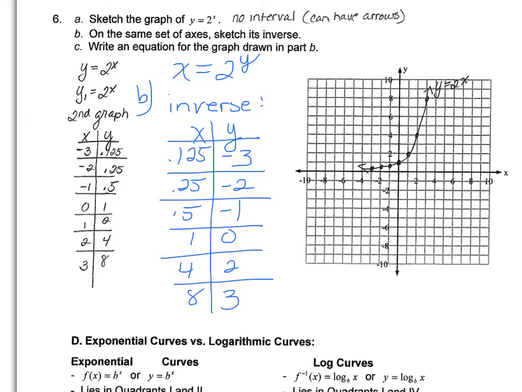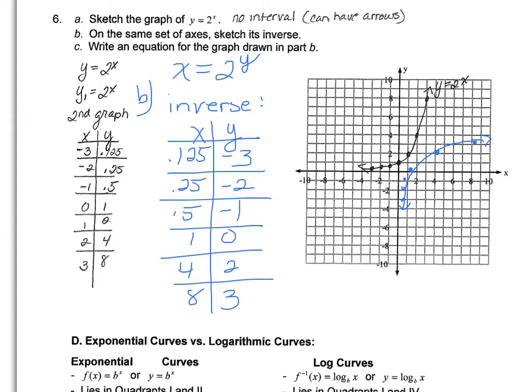0.125, -3, 0.25, -2, and I'm just eyeing it the best I can here with a stylus. 0.5, -1, 1, 0, 2, 1, 4, 2, 8, 3. Connect the dots, put arrows on the ends, and there's my actual inverse.